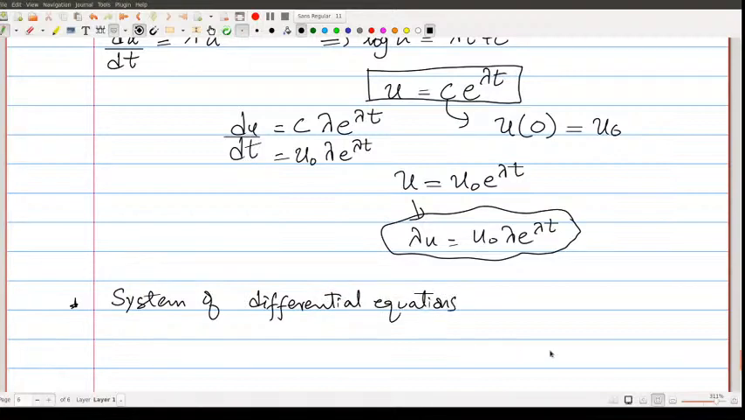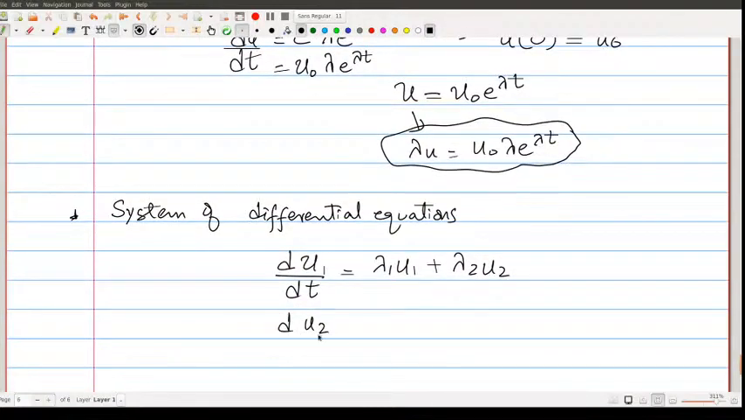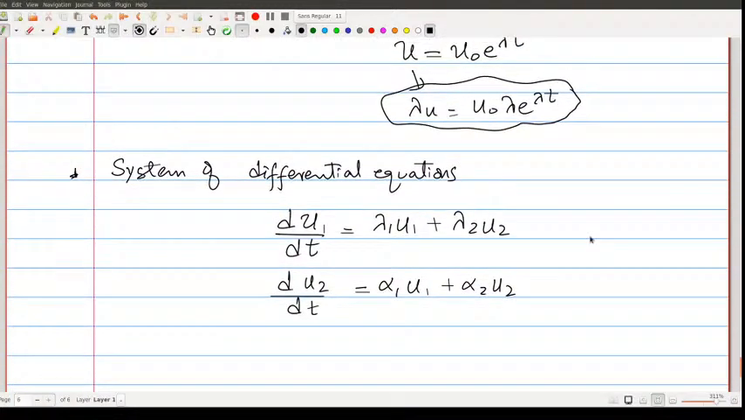So for example, I have du1/dt equals lambda 1 u1 plus lambda 2 u2, and I have du2/dt as alpha 1 u1 plus alpha 2 u2. Now this is not as easy to solve as the first equation. The reason is there is a coupling of variables going on, in that the differential equation for u1 involves both u1 and u2, and the differential equation for u2 involves both u1 and u2.